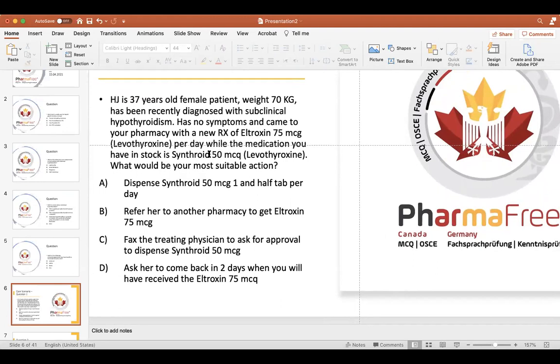Yes, she has a new prescription for Eltroxine 75 micrograms, while the medication you have in stock is Centroid 50 micrograms. What would be your most suitable action here?